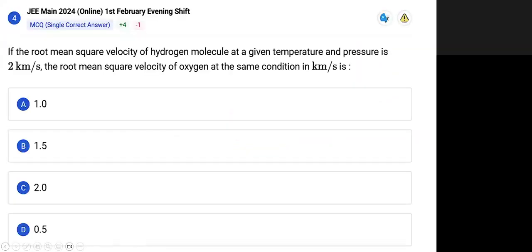Now, if the root mean square velocity of hydrogen molecule at a given temperature and pressure is 2 km per second, the root mean square velocity of oxygen at the same condition in kilometer per second is. So try to solve this question. I'm giving you 2 minutes to solve this question.